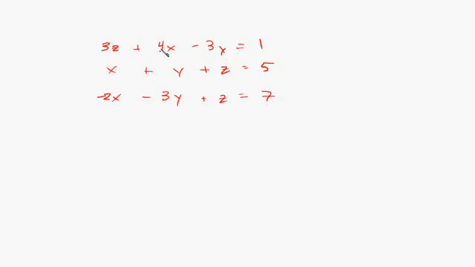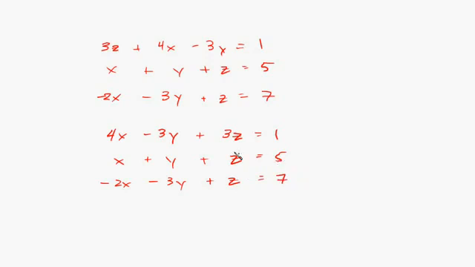Well, you want to get the x's in one column, y's in the next, z's in the last. So in this case, we can exchange and put the 3z at the end. That'd be a lot simpler. So you can write 4x minus 3y plus 3z is equal to 1, and x plus y plus z is equal to 5. And this one's already set up, so we can do negative 2x minus 3y plus z is equal to 7.